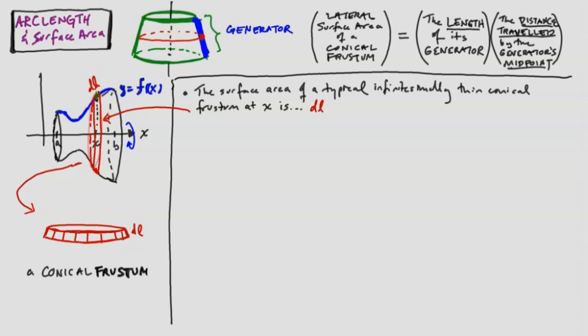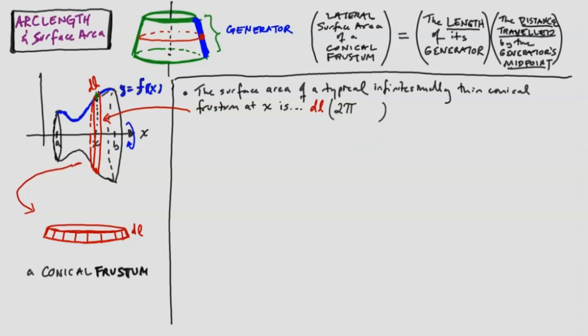It travels in a circle. So what's the circumference of the circle it travels on? It is 2 pi times its radius. So the distance traveled by the midpoint's generator is 2 pi times something. What is that radius? Well, that is staring you in the face.